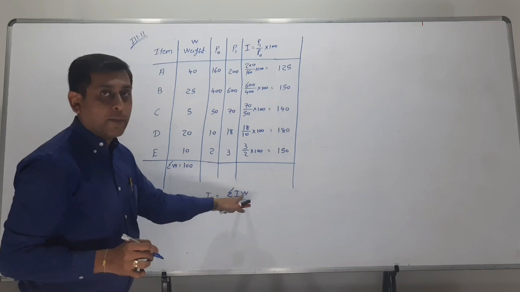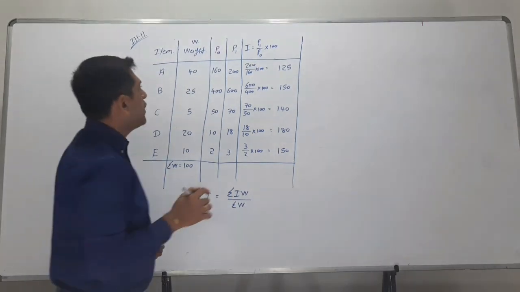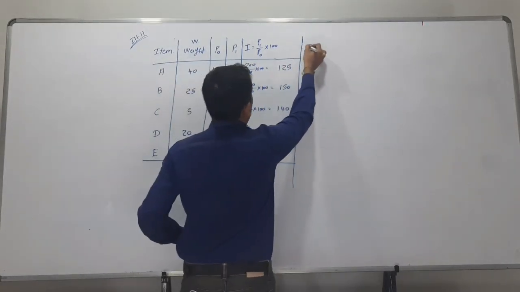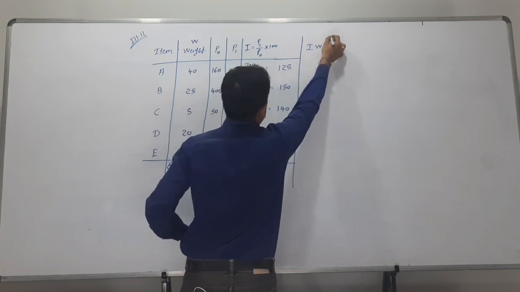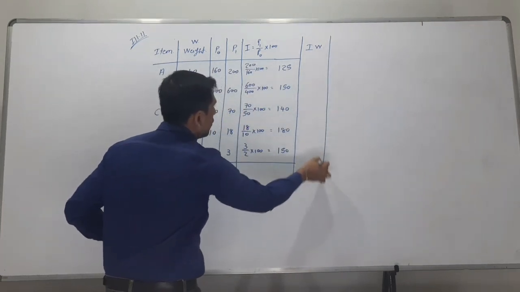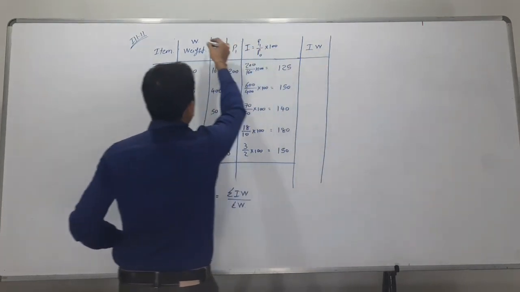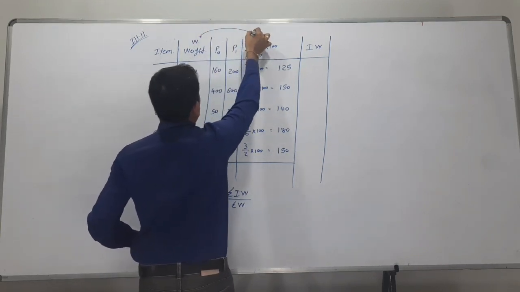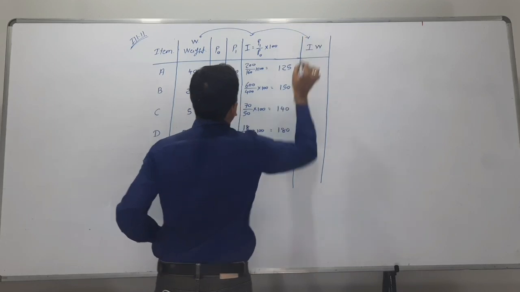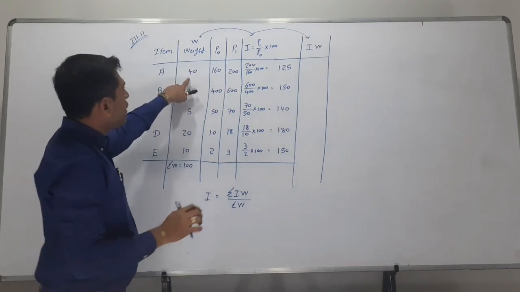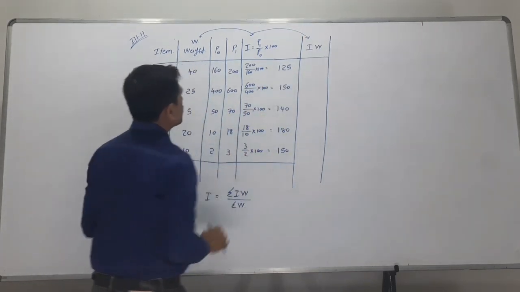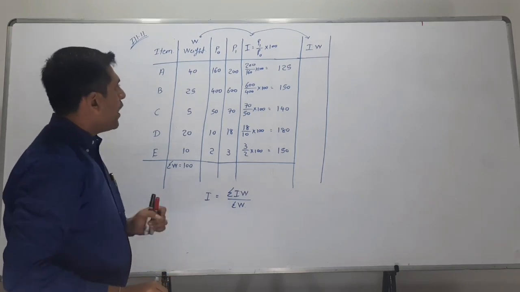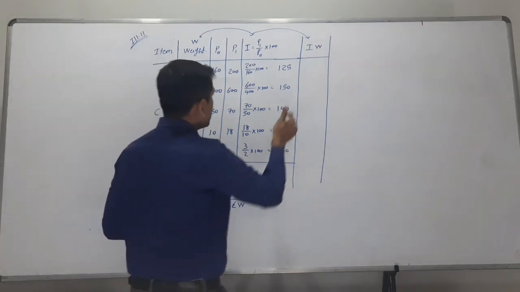We want IW, that is multiplication of that particular 2. So IW is equal to multiplication of these two. We are writing here 40 into 125. So what is the answer? 5000 is the answer.